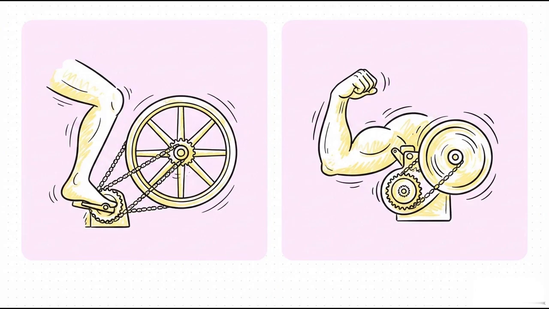But an arm ergometer flywheel is smaller. It only travels 2.4 meters per revolution. You really have to know which machine you're calculating for before you start doing the math.